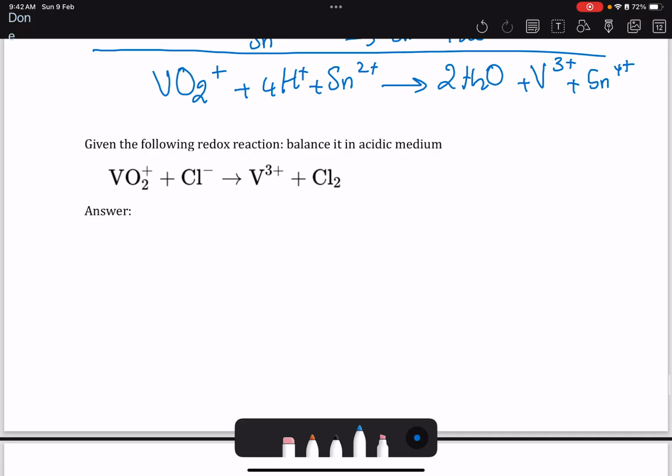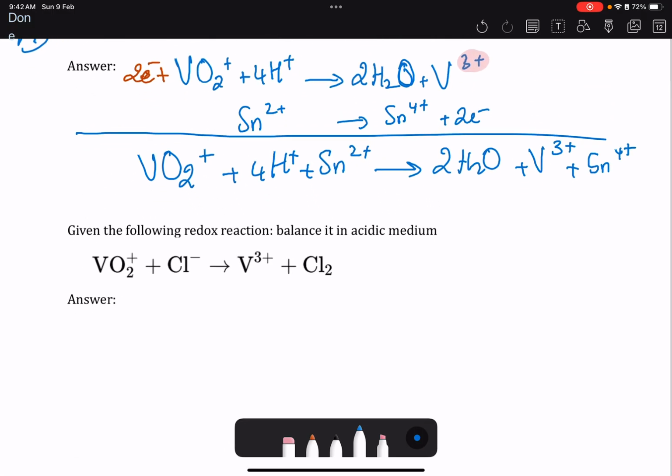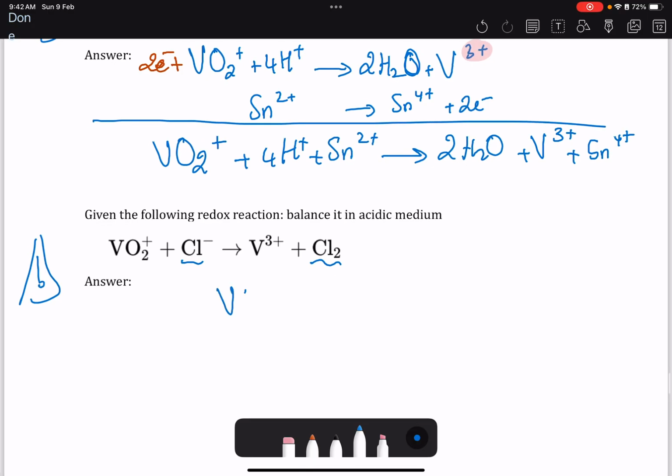Now another example, be careful with those atoms, formulas. So again, VO2 plus to V3 plus, I'm just going to copy it again because I just did it in the previous step. Plus 4H plus, giving 2H2O and V3 plus.